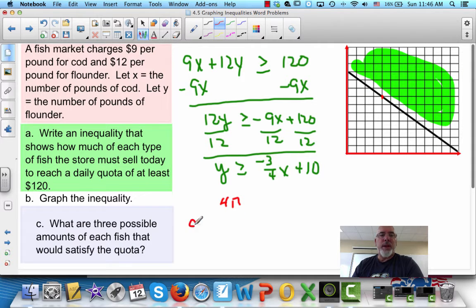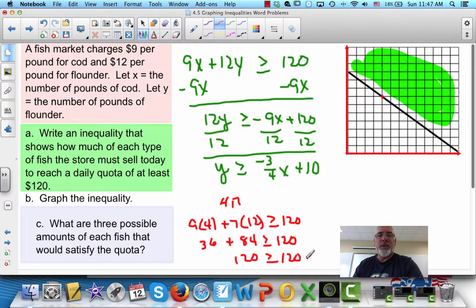So that means we will go 9 times 4 plus 7 times 12 is greater than or equal to 120. That gives us 36 plus 84 is greater than or equal to 120, which gives us 120 is greater than or equal to 120. That's true. So that works out. And then we can choose any other point over here. We can choose, let's see, this point.